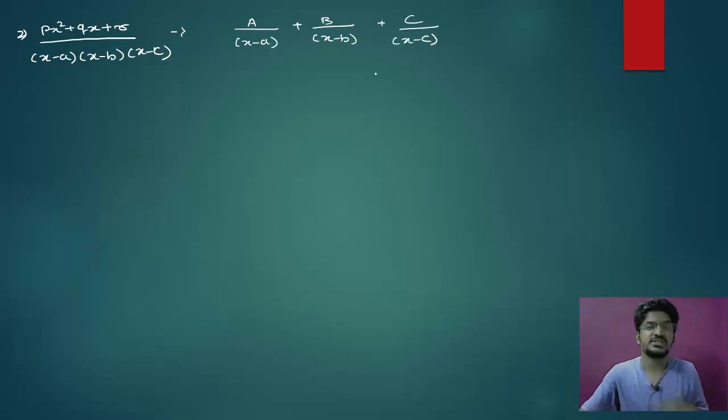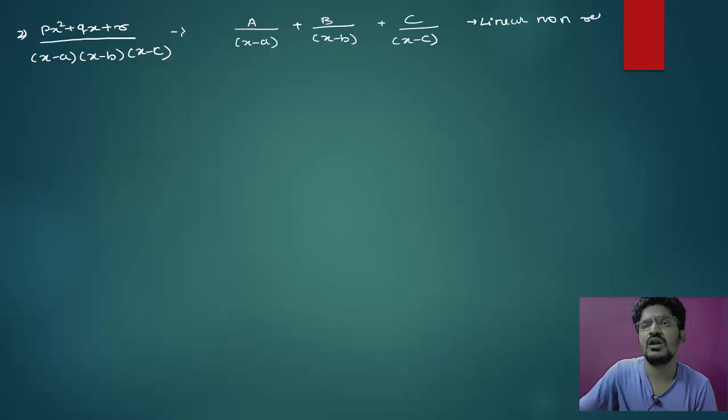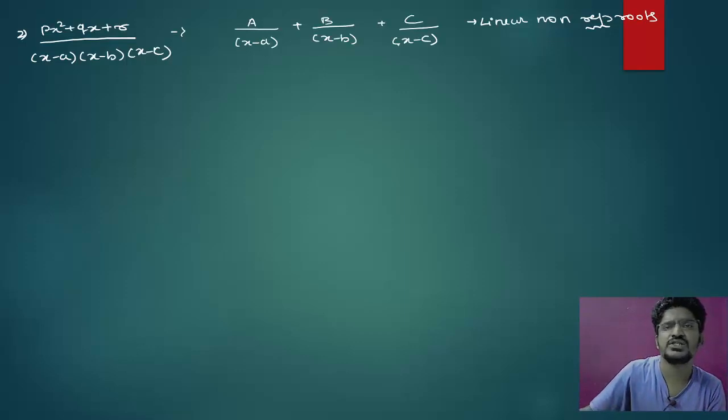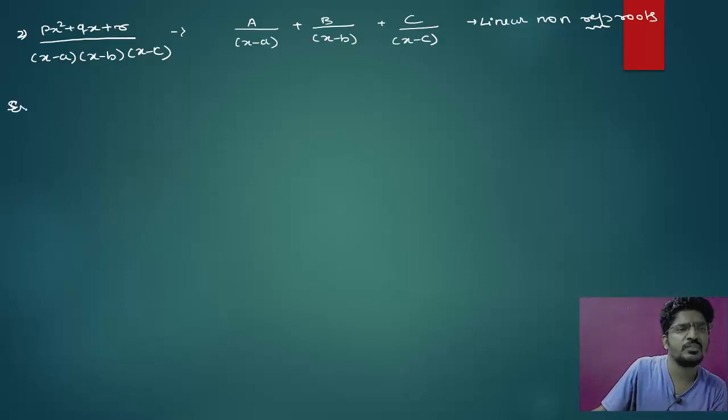That means these are called linear non-repeated roots. Clear? No problem. So now here there are 3 roots which are non-repeated. For that reason you have to go on solving this. Again you have to decompose. This is called the decomposition: A by (x − a) plus B by (x − b) plus C by (x − c). Clear? So we can take one example on this.